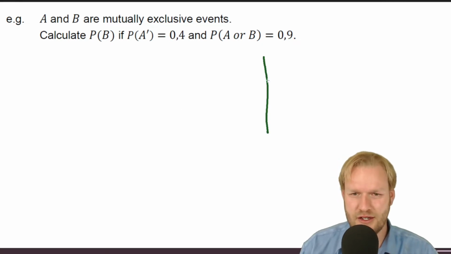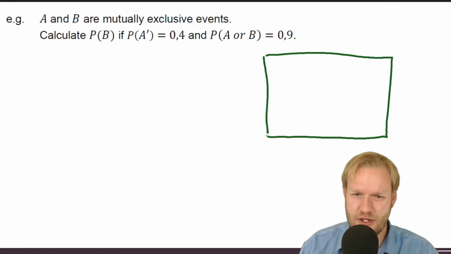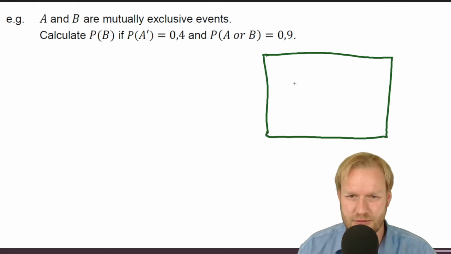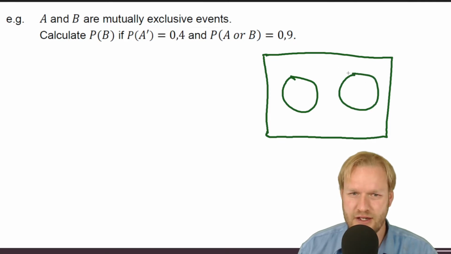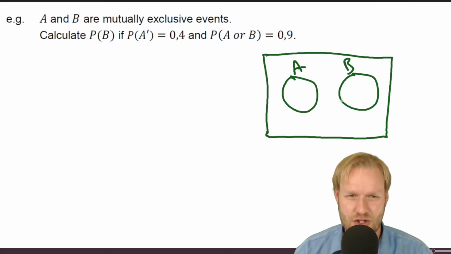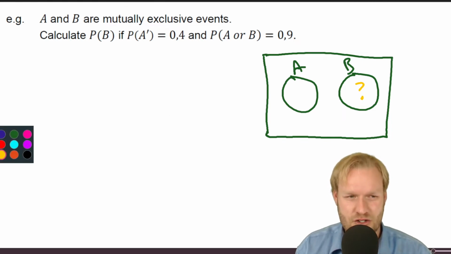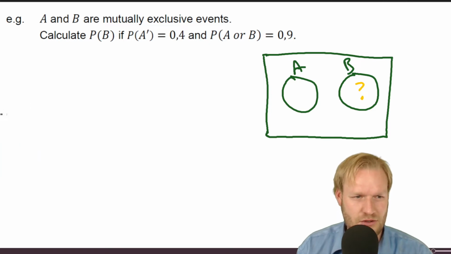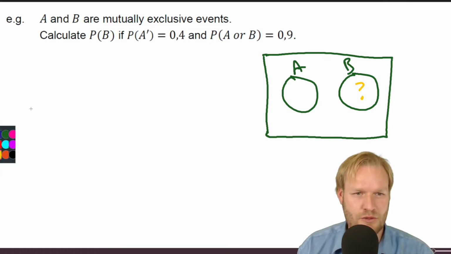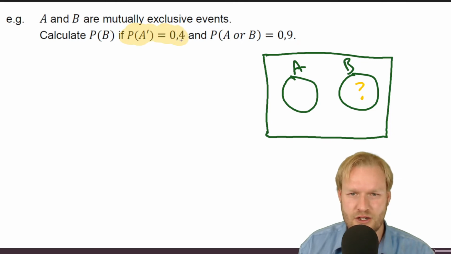I think what's useful is, why don't we just draw ourselves a nice Euler diagram. Here we've got A and B, and we're showing them separate because they're mutually exclusive. Now it says that we need to work out the probability of B, which we don't know. The probability of not A is 0,4, and the probability of A or B is 0,9. So visually, I think it's quite handy to think of it this way.